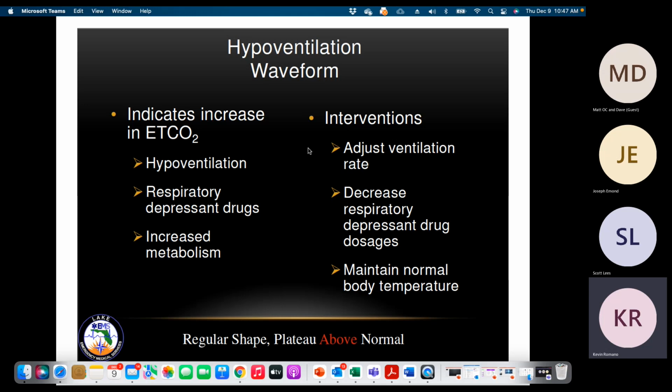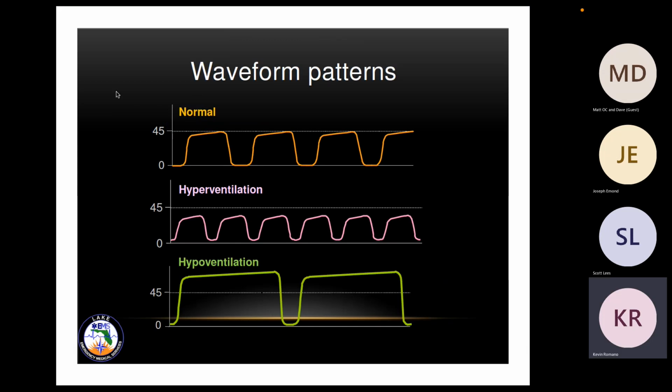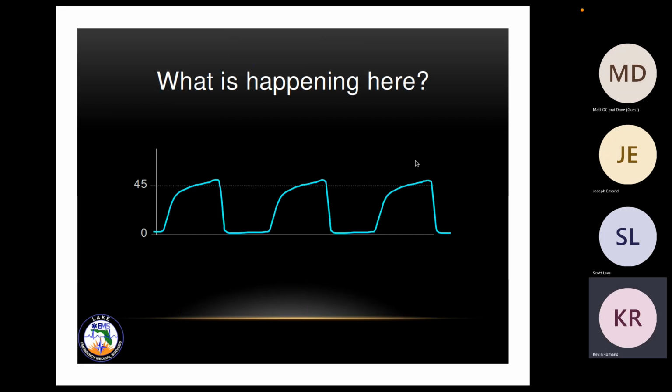All right, continuing on. And increase metabolism, maintain normal body temperature. All right, don't let them become hyperthermic or hypothermic. Just keep normal body temp with that. So as you can see here in the pictures, normal waveform, hyperventilation, hypoventilation. So increase short, decrease long, increase long, decrease short, normal, 45. All right, perfect. So what's happening here?